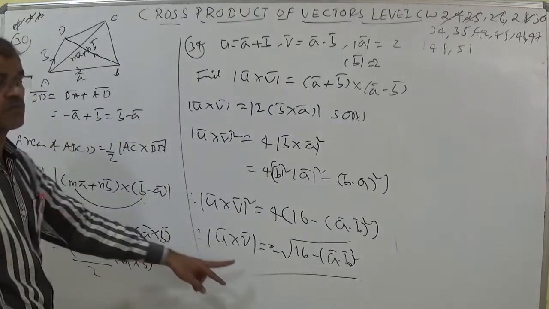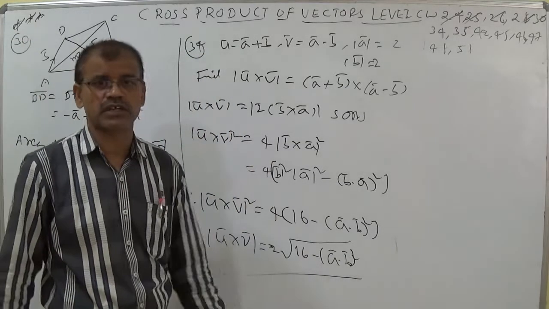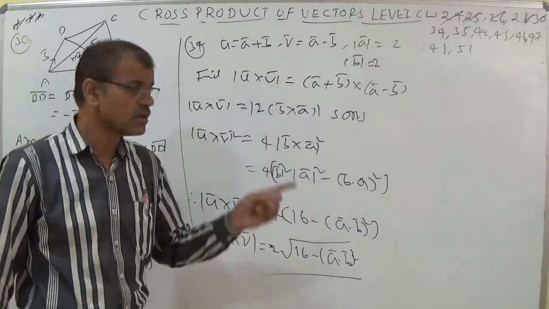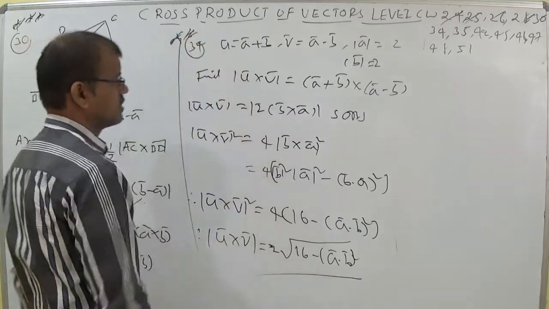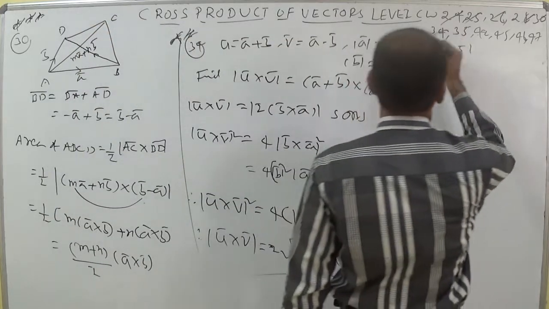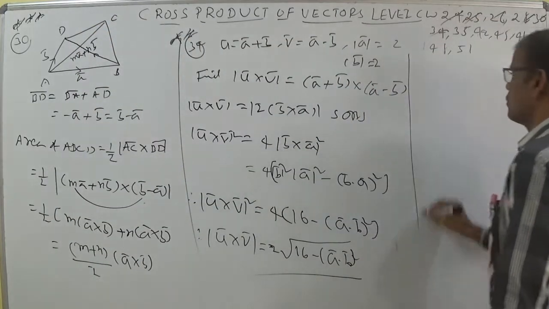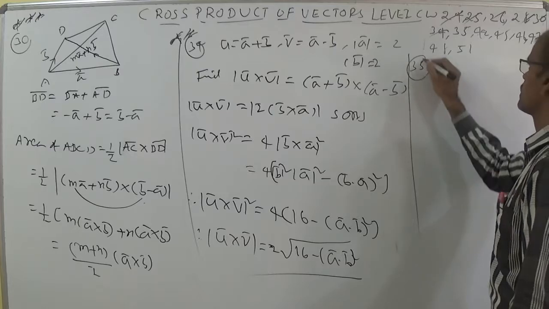The same sum you will be getting in vector triple product and scalar triple product, the same sum, an important sum. This one also, the answer is also the same, 16. In so many materials you can find this question, but it is an easy question. Now let us discuss the 35th question.